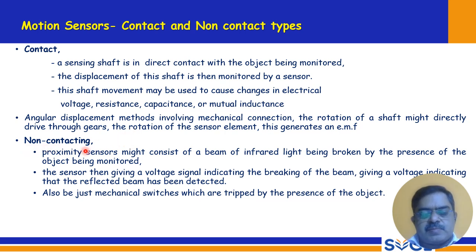So non-contact in type, that is proximity type. Proximity sensors might consist of a beam of infrared light being broken by the presence of the object being monitored. So that is, the object is the target for which we are about to measure displacement or any other parameter. The sensor then gives a voltage signal indicating the breaking of the beam, or a voltage indicating that the reflected beam has been detected. It can also be just mechanical switches which are tripped by the presence of the object.